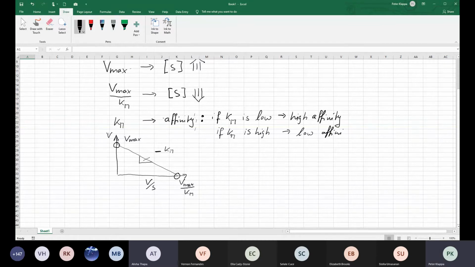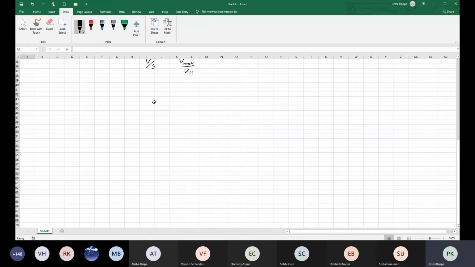Okay, so that is where we stopped more or less the last time. And just for completion, this kind of plot is called an Eadie-Hofstee plot. It's not Eddy the Eagle plot. I got that in some exams. Okay, so what we are going to do today is we are talking about inhibitors.